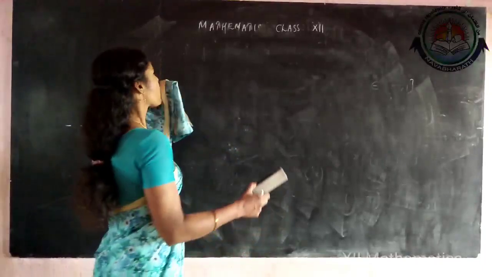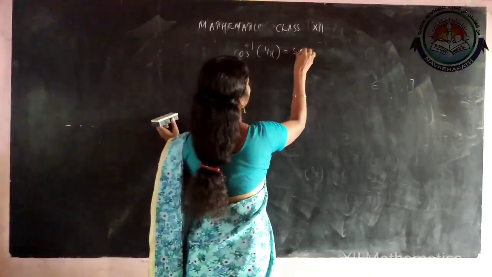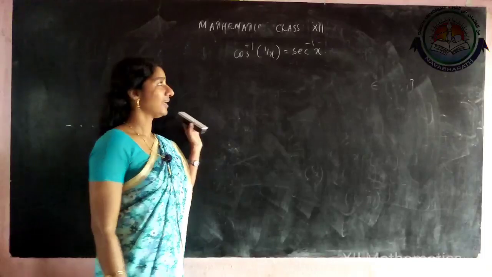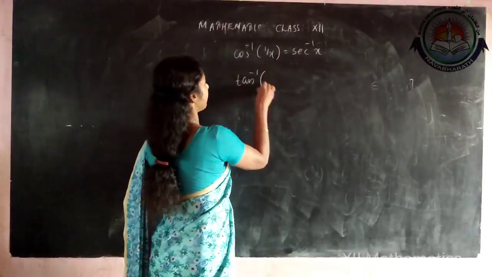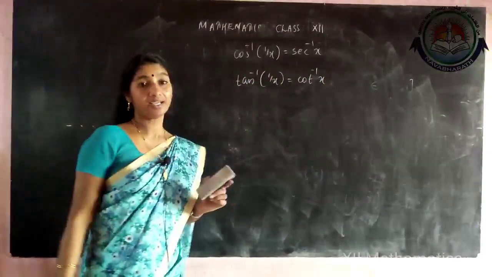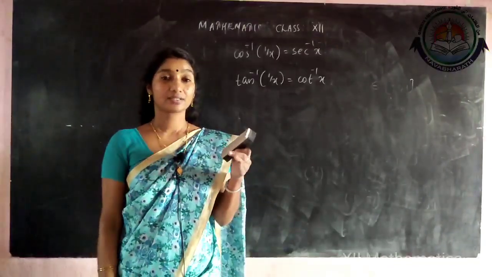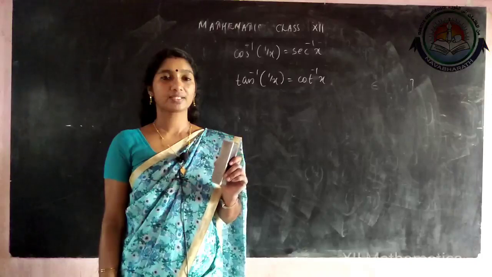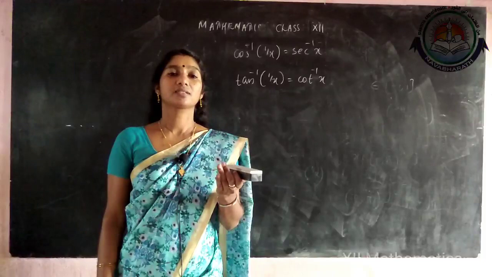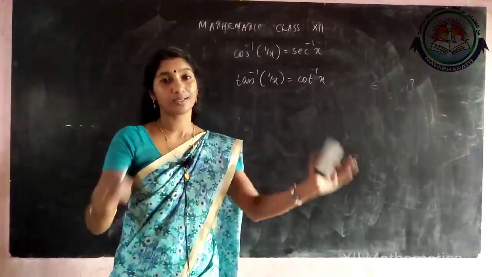Cos inverse of 1 by x is equal to sec inverse of x, by the same proof. Then tan inverse of 1 by x is equal to cot inverse of x. These three results you write together and put in a box. Sine inverse of 1 by x equal to cosec inverse of x, cos inverse of 1 by x equal to sec inverse of x, tan inverse of 1 by x equal to cot inverse of x.